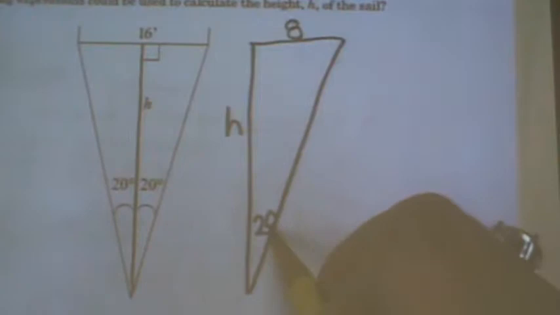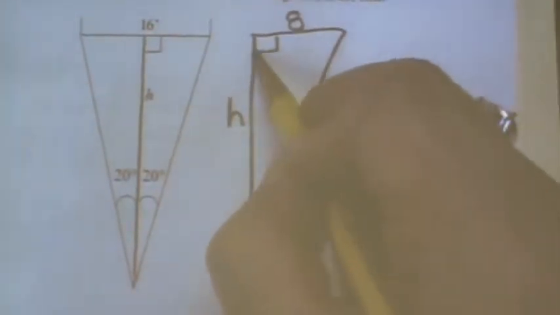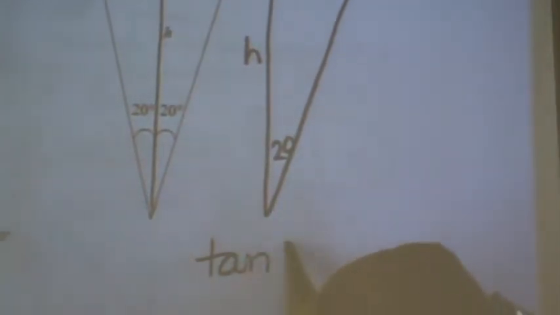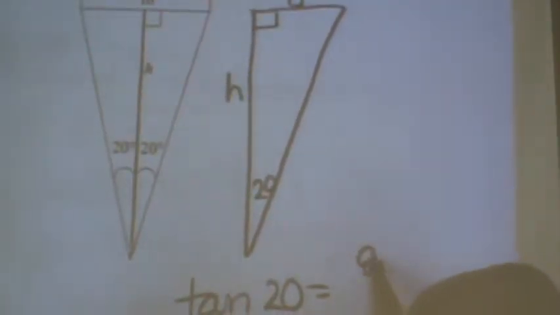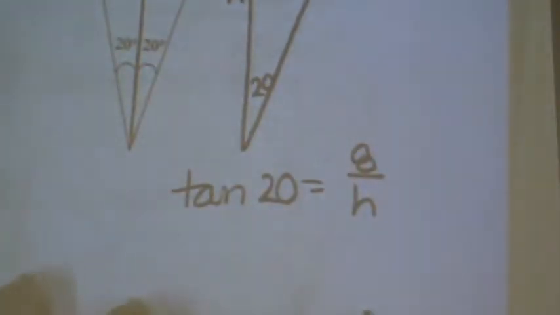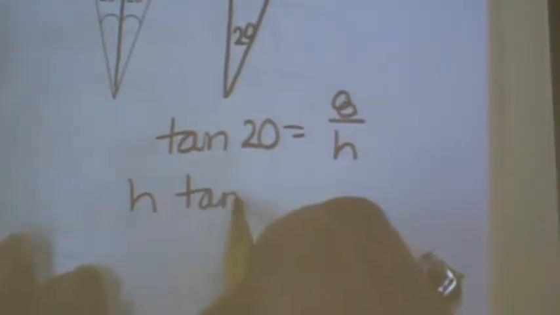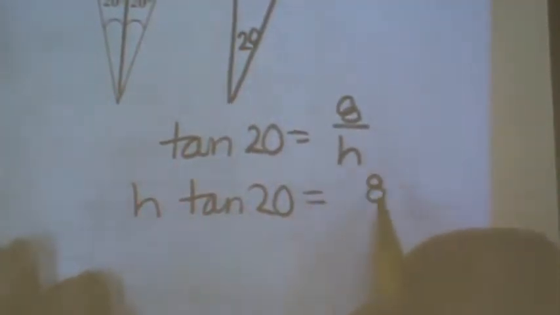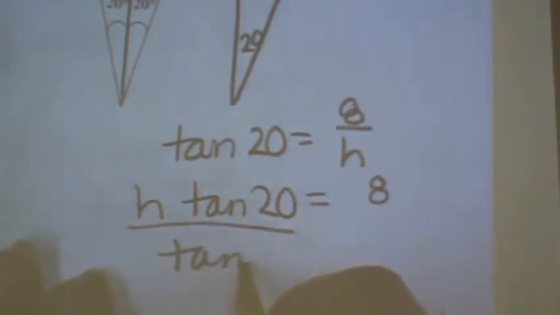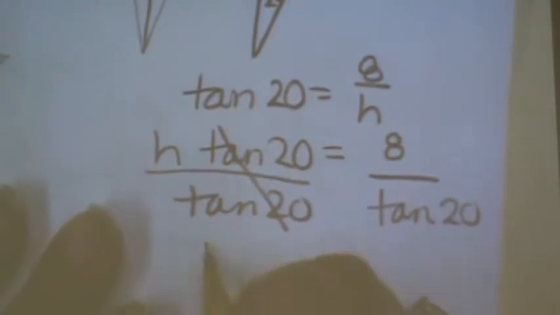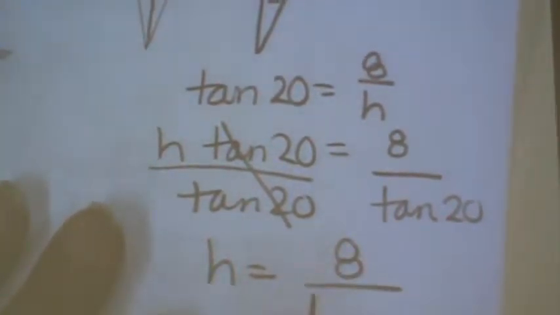8. So what trig ratio using this angle and these two sides? It's definitely not sine or cosine because we don't have the hypotenuse. It's tangent. Tangent of 20 is side opposite over side adjacent. If you were to cross multiply, you have h times tangent of 20, and I'm writing this out and you don't have to do this, and then divide by tangent of 20. So how would you solve this problem? By taking the number 8 and dividing it by tangent of 20, which is which letter?